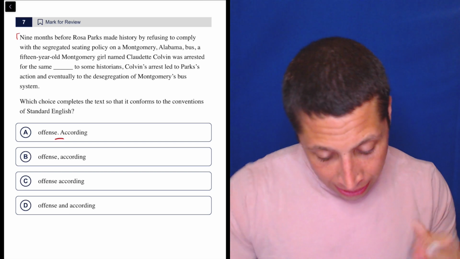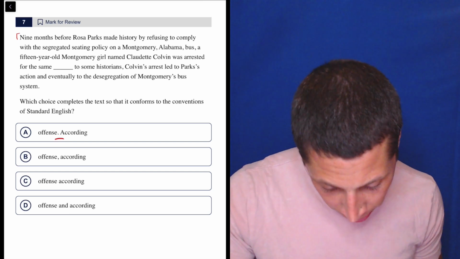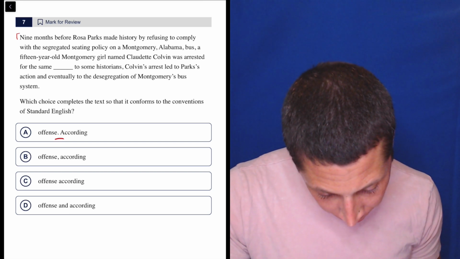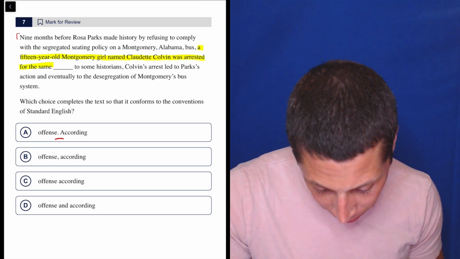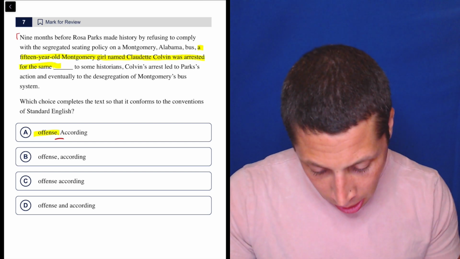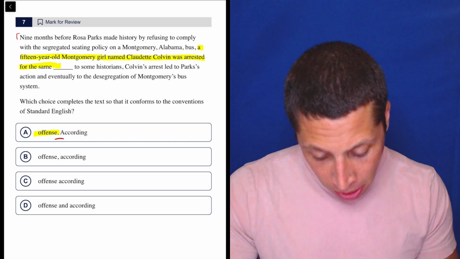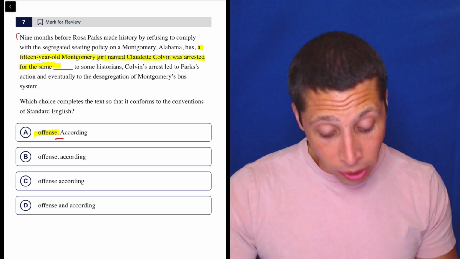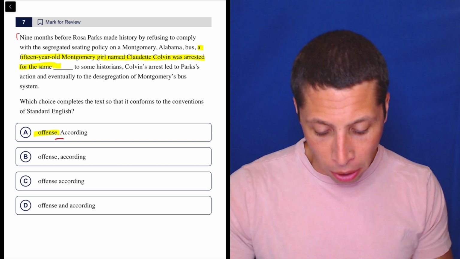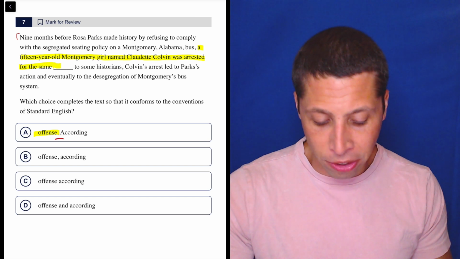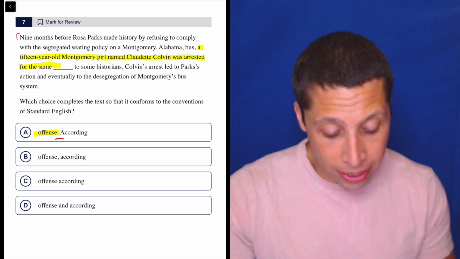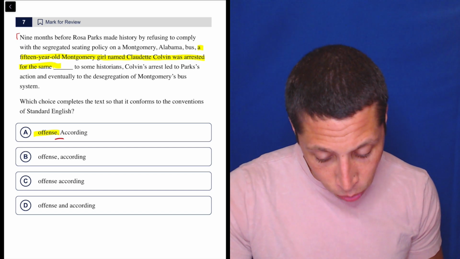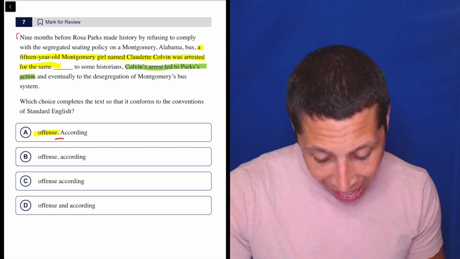If I stop there, does it feel like I have made a complete sentence? Yes. If I wanted to cut this down to its core, we would just say a 15-year-old Montgomery girl named Claudette Colvin was arrested for the same offense. There's the first sentence. So now let's look at the second one, see what we got. According to some historians, Colvin's arrest led to Parks' action and eventually to the desegregation of Montgomery's bus system. That also sounds like a sentence. And again, cutting it down a little bit, I would say the sentence is right here. Colvin's arrest led to Parks' action.